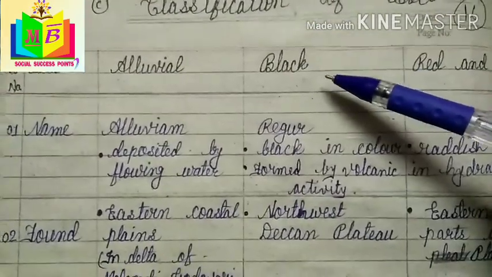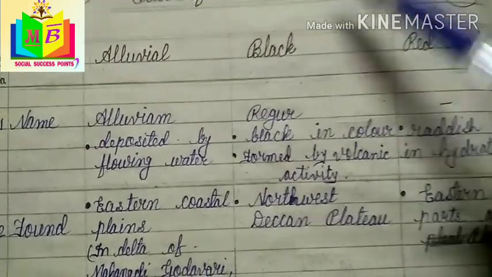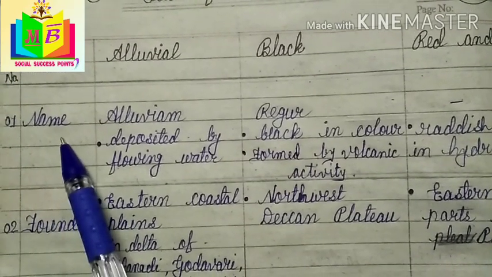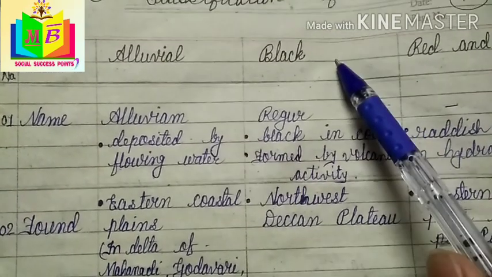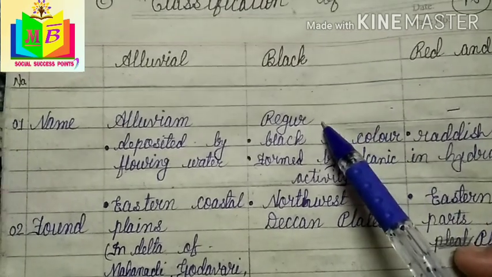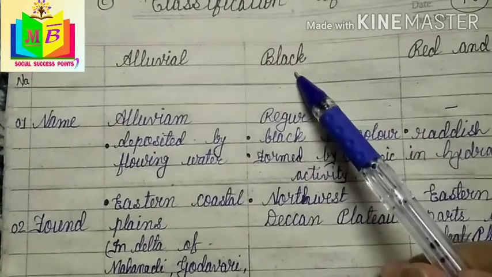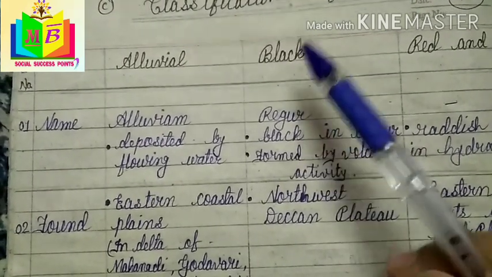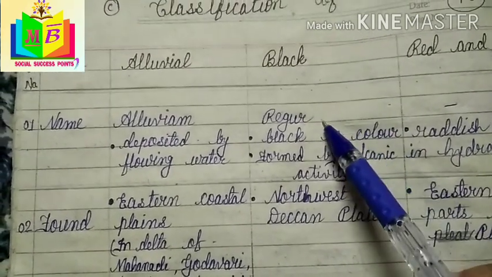Now we will see black soil. The first parameter is name. The other name of black soil is regar. Regar soil is also called black soil and black soil is also called regar.